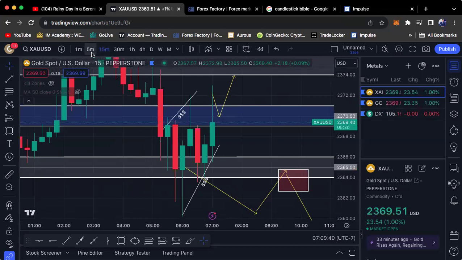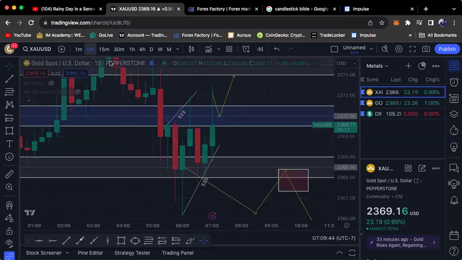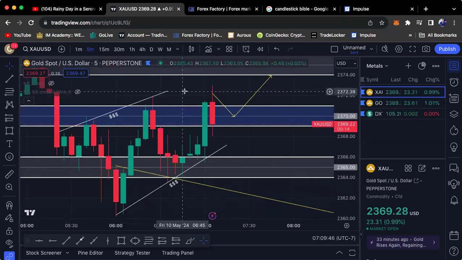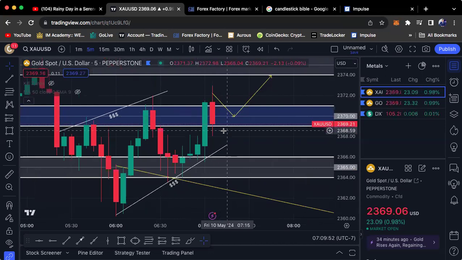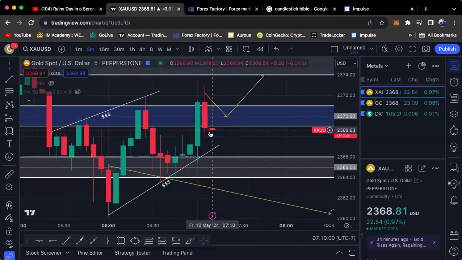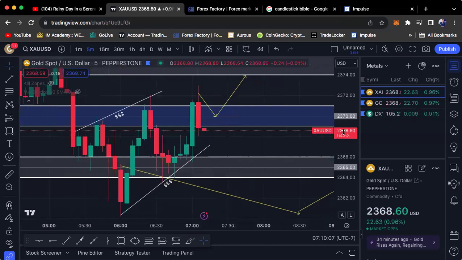We have less than 5 minutes on this 15-minute. Let's see whether price closes above or below this internal zone. If it closes below, then I'm not taking the buy. I'm not taking the buy that closes below the structure. You see how it closed below now? I'm not taking the buy. I'm waiting.